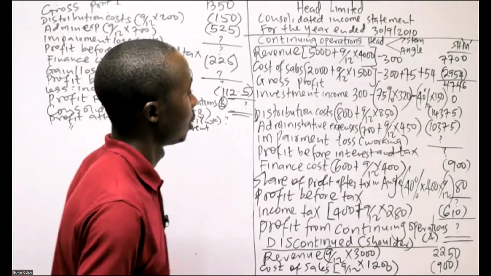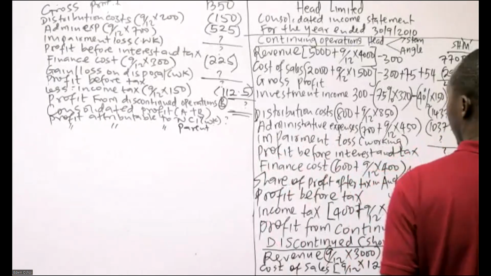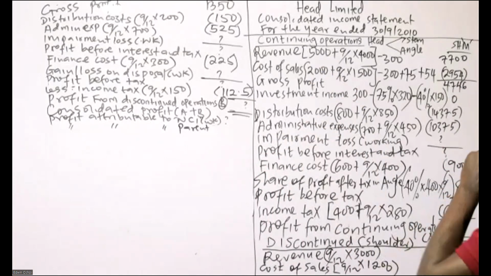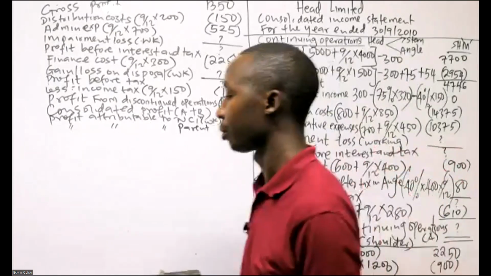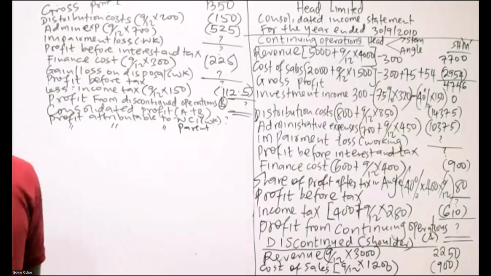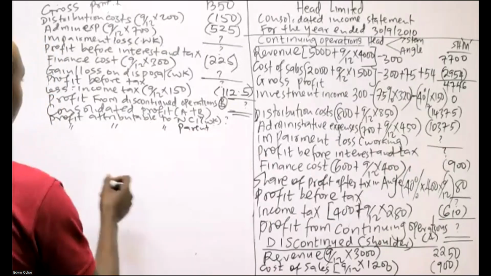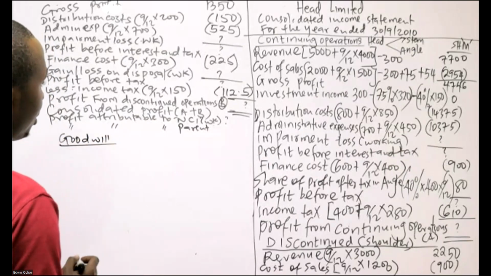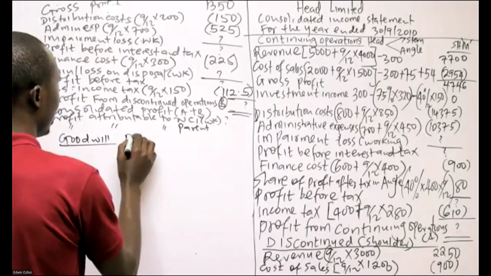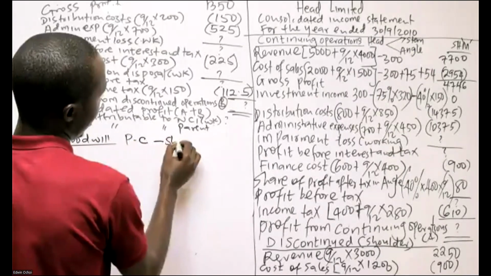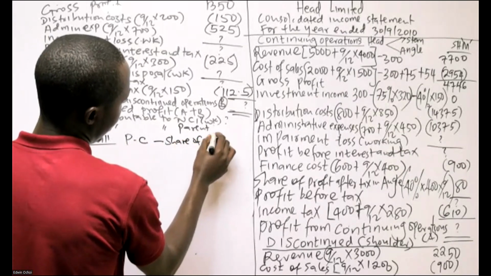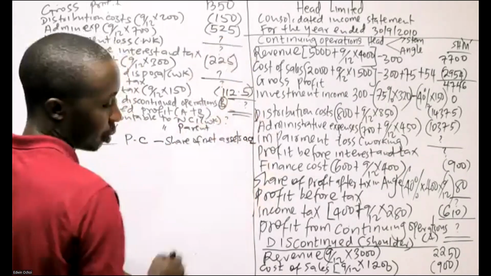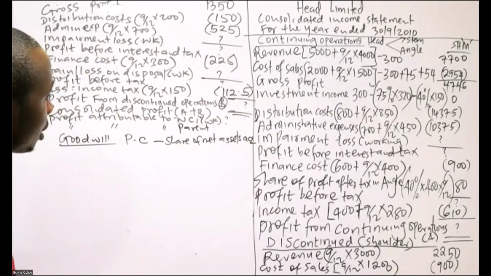Let's do some workings. Let's start from impairment. Meaning that under impairment, we need to do goodwill so that we determine impairment. And you know, goodwill is purchase consideration minus the share of net assets acquired.